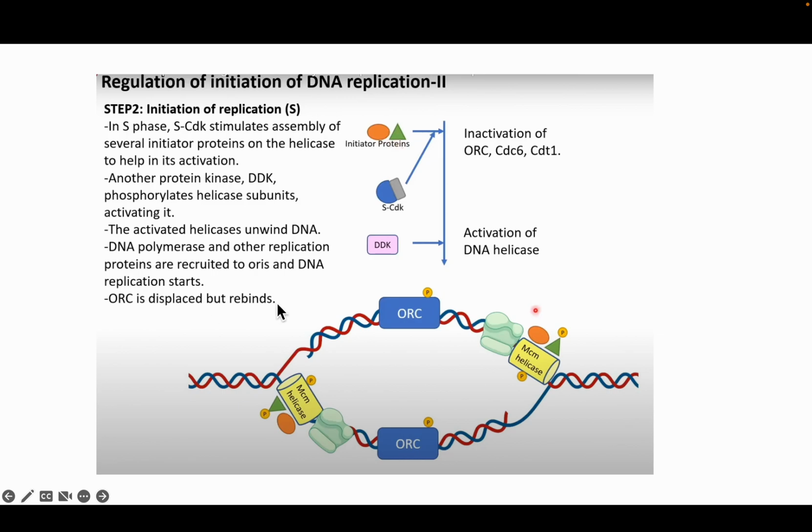ORC is displaced but rebinds. So these are the initiator proteins, and S-CDK binds. Inactivation of ORC, CDC6 and CDT1. DDK comes and phosphorylates MCM. MCM helicase unwinds the DNA. And what happens? The DNA polymerase and other replication proteins are recruited to origins and DNA replication starts. So this is DNA polymerase and other proteins being recruited.